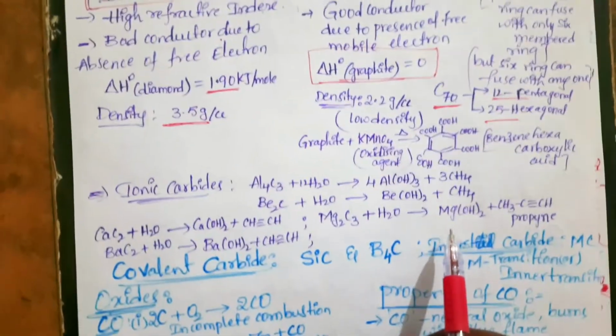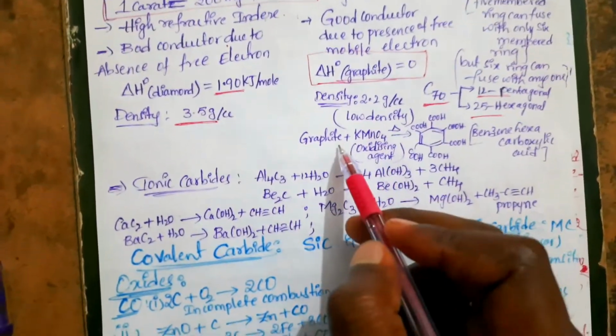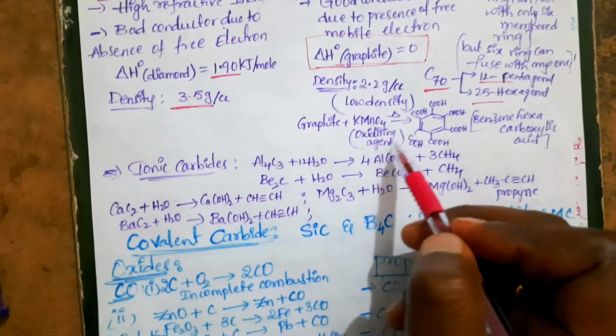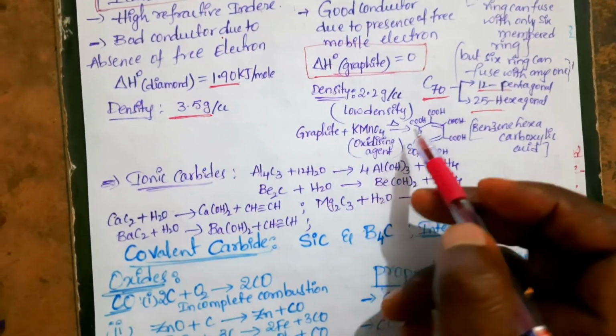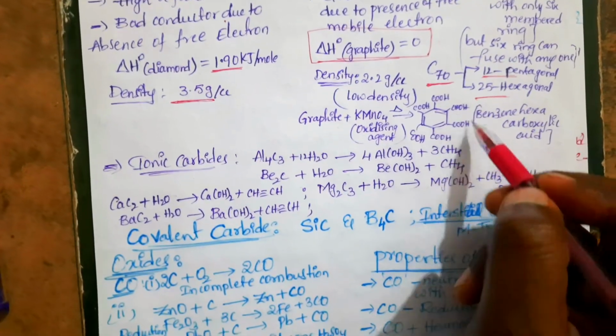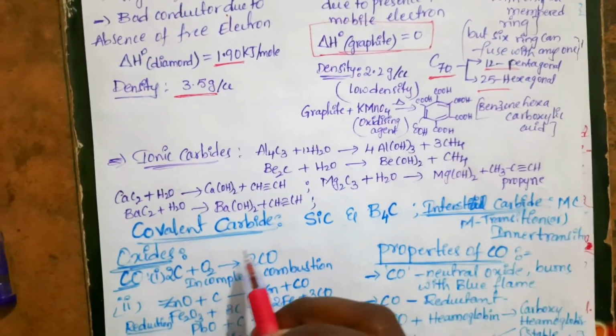Next we are going to see that graphite, whenever it reacts with a strong oxidizing agent like KMnO4, forms the hexacarboxylic acid. Benzene hexacarboxylic acid will form.